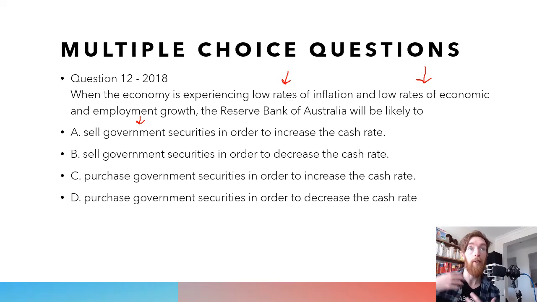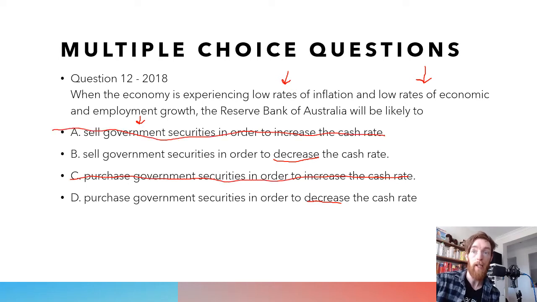So if these are not being achieved, what are you going to want to do? You are going to want to have expansionary policy. So expansionary policy means that you are going to want to decrease the cash rates. It's going to be one of these 2 answers. So we can just go C and A, see you later. We don't even care what you say. Might be some nice words, we don't care.